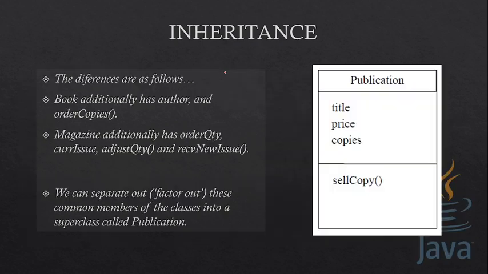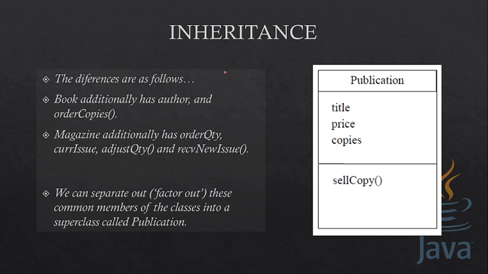But for the differences, books additionally have an author and other copies. Magazine additionally has an order quantity, current issue, adjust quantity, and receive issue. So these attributes or methods are only found within a specific class. Since we already determined the common members, we can separate them out of a class into a superclass called publication.